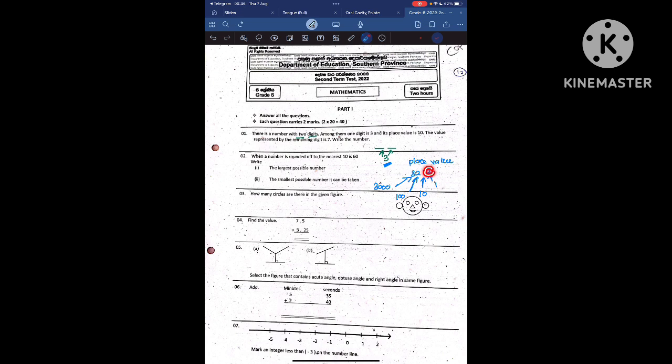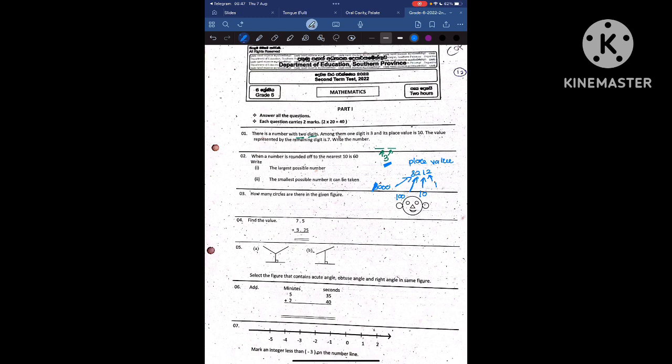Whatever the number here is, the place value is 1. Whatever the second number is, the place value is 10. Whatever the third number from right to left is, the place value is 100. Whatever the fourth number is, the place value is 1000. This is not 3000, it has to be 1000.